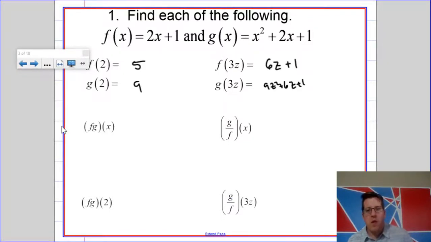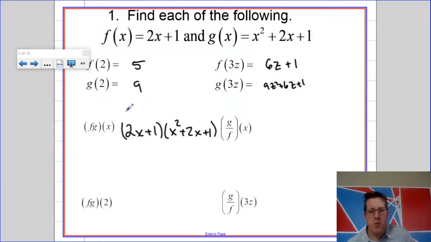Okay, so remember, f times g of x means f of x times g of x. So (2x + 1) times (x squared + 2x + 1). But what you have to remember are the grouping symbols. So you need to remember that that's in parentheses and that you kind of have to do this expanded FOIL, the binomial times a trinomial stuff, to get your formula.